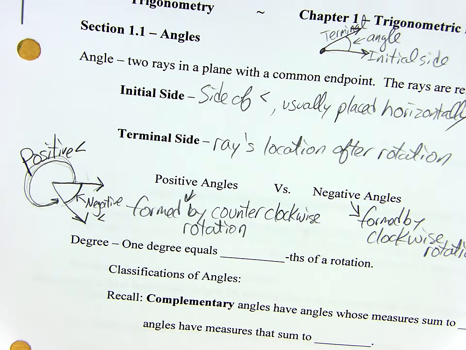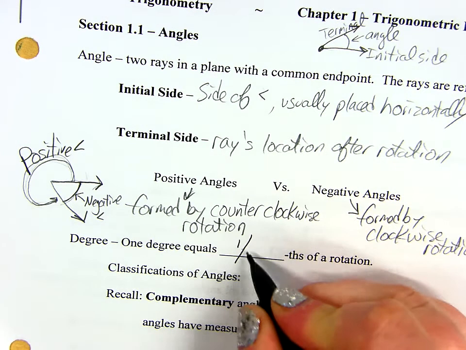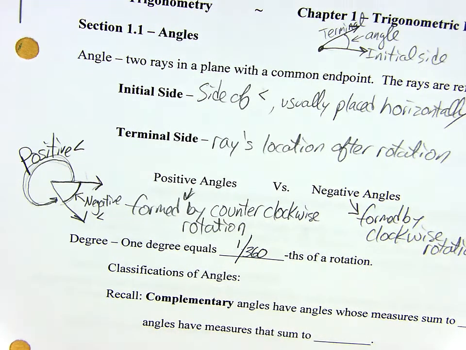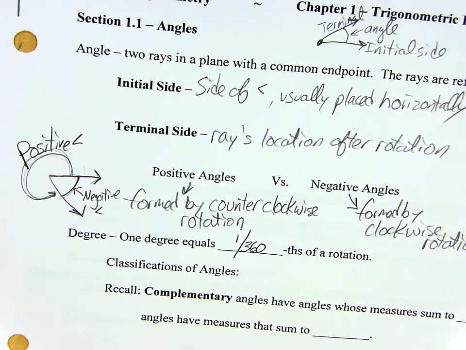Okay? So degree, we just said that there's 360 degrees in a circle, so each degree represents 1/360th of a rotation. All right, so now let's move on to classification of angles. Do you remember anything about complementary angles? You probably remember complementary and supplementary, and one does something and one does something else. But do you remember which is which?